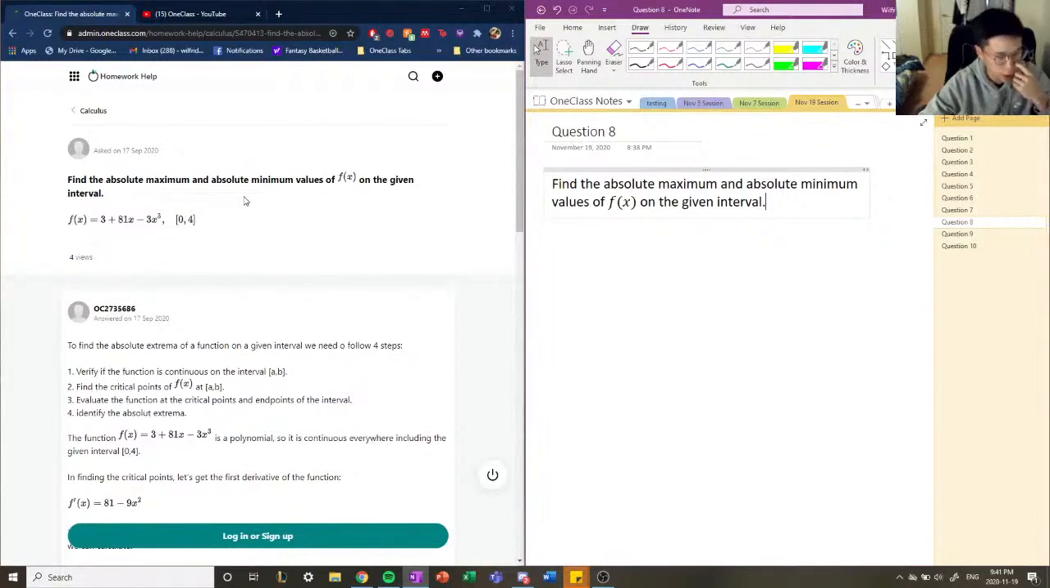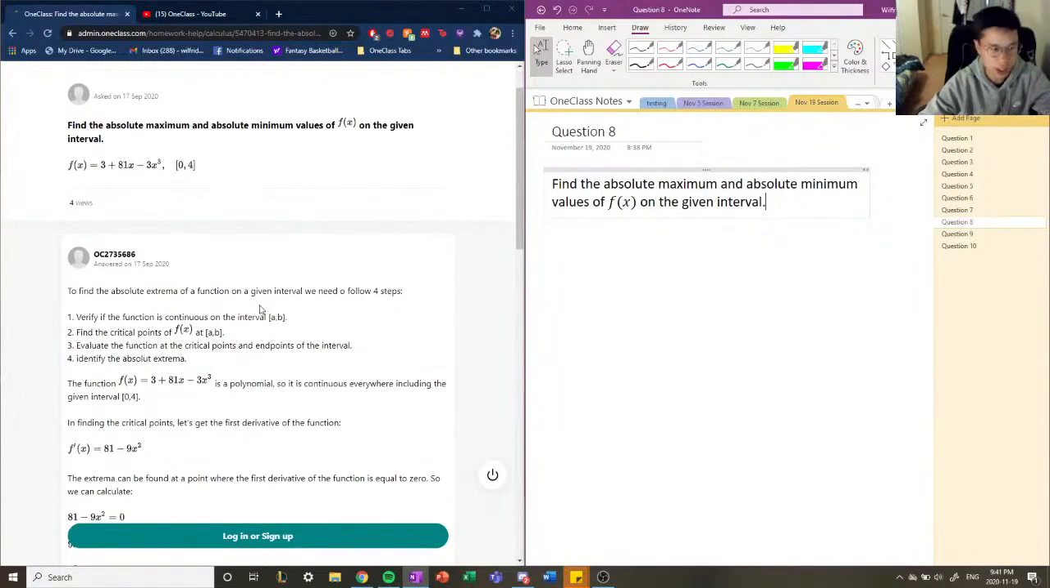The junior tutor laid out the strategy for solving these kinds of questions. First, we need to verify that the function is continuous on the interval a, b. If there are any discontinuities, jumps, or holes, this would make our solution invalid, so we need to make sure it's continuous. Then we need to find the critical points of f of x. That requires finding the derivative of our function, setting it to 0, and finding the values of x that solve that equation.